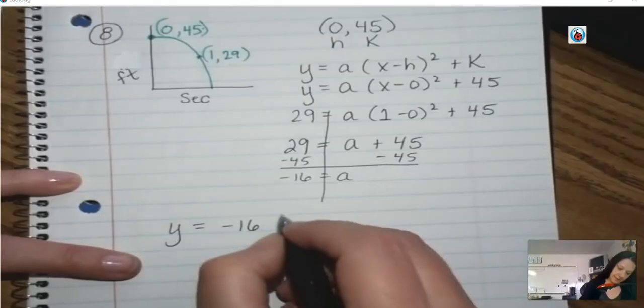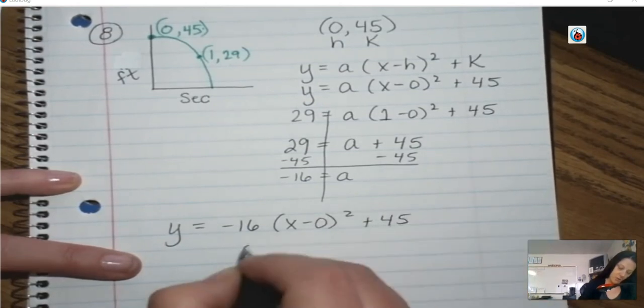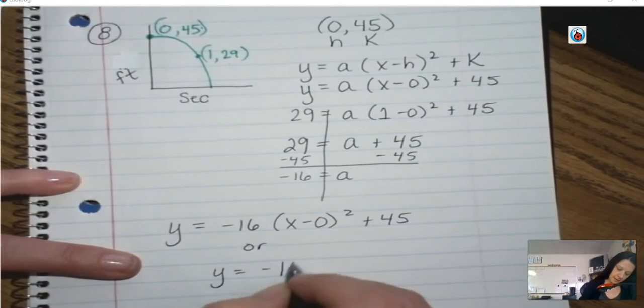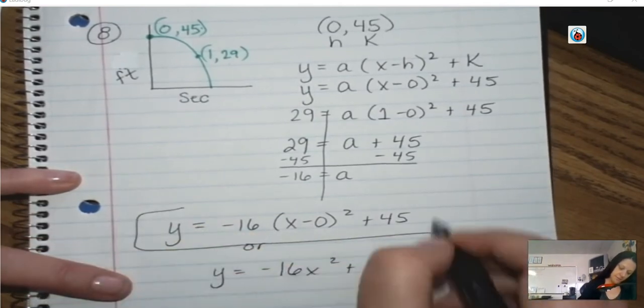y equals negative 16, x minus 0 squared plus 45, or negative 16x squared plus 45. Bless you. Bless you.